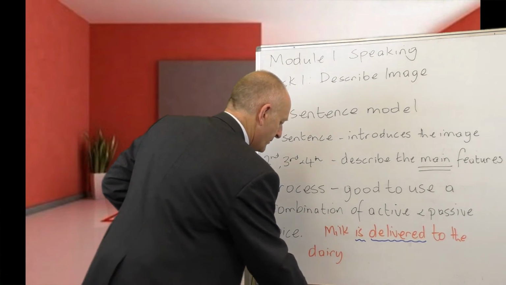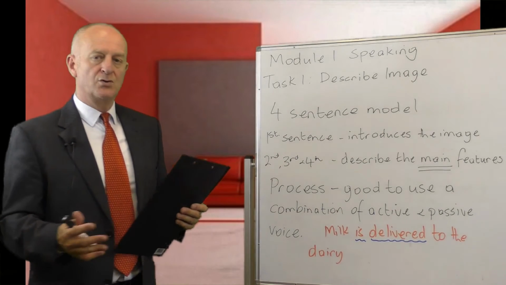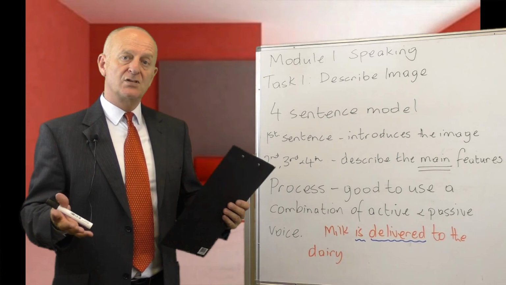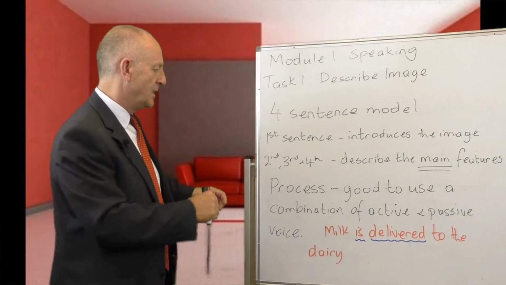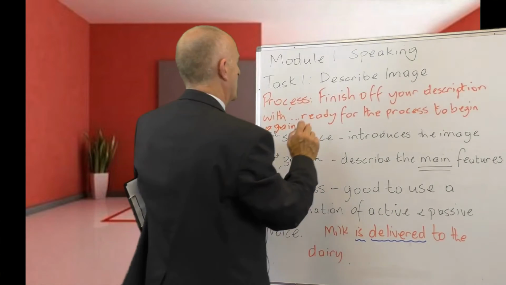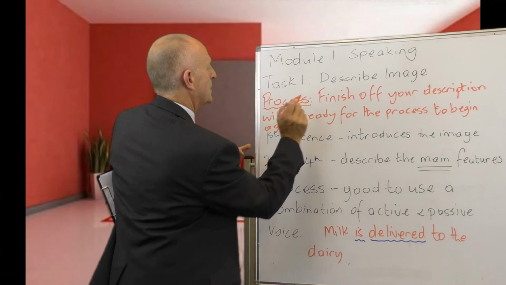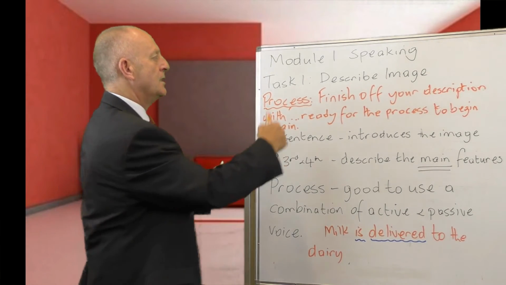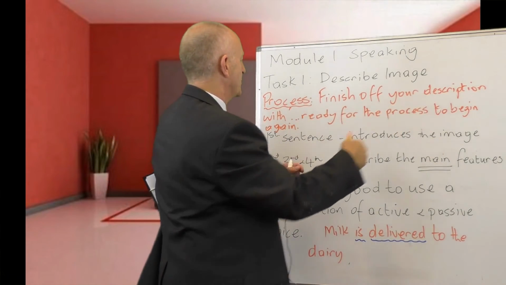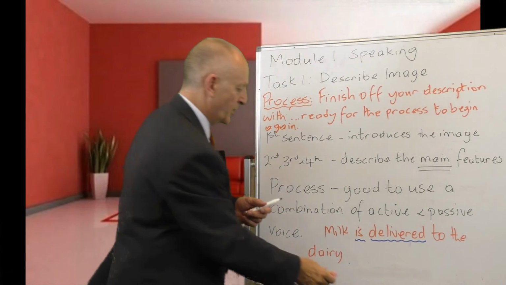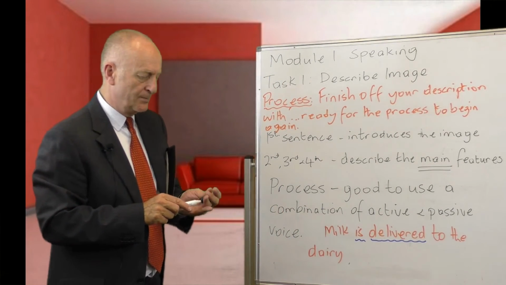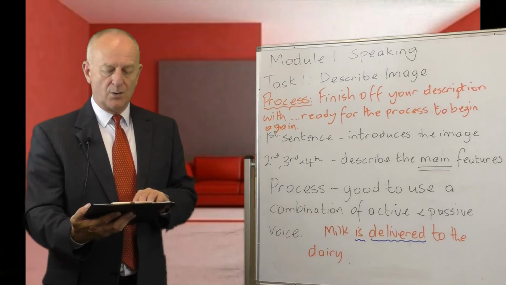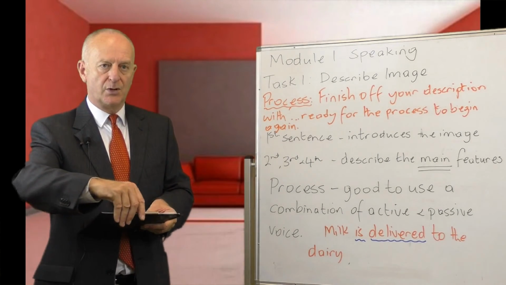So every time you have a process, and sometimes you'll see in PTE material or PTE tasks life cycles of a mosquito, for example, always finish off with, okay, so I hope you can see that. So every time you get a life cycle or a process in PTE, finish off your description, ready for the process to begin again. It's a nice way to bring it to a conclusion. Okay? All right, now you can practice that in your own time, and again think, are you able to put that into a 4-sentence model?